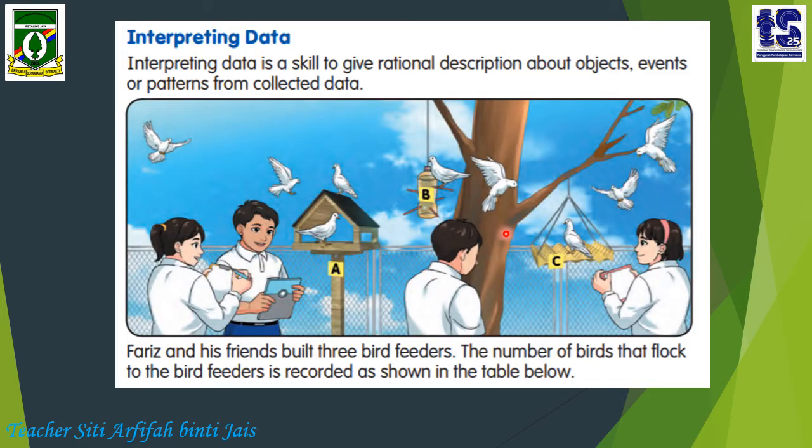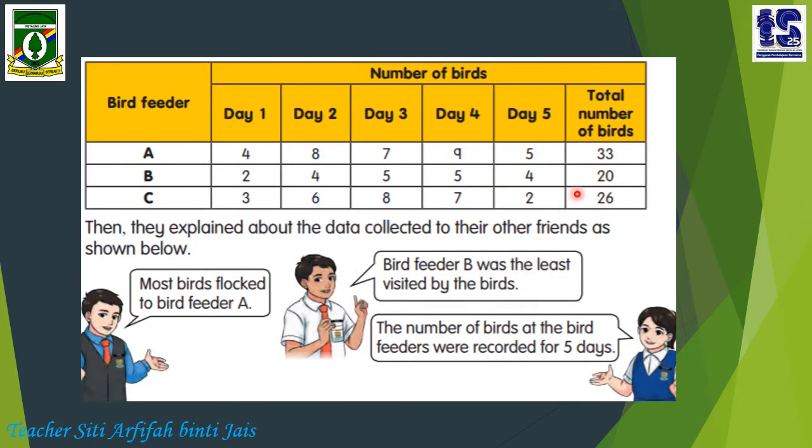Look at the situation. Faris and his friends built 3 bird feeders. The number of birds that flock to the bird feeders is recorded as shown in the table. So this is the data. There are 3 types of bird feeder. This is the duration of the investigation, and this is the recorded observation. They record the total number of the birds of each bird feeder.